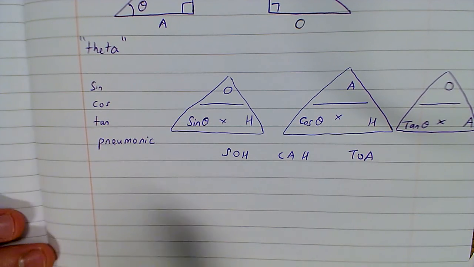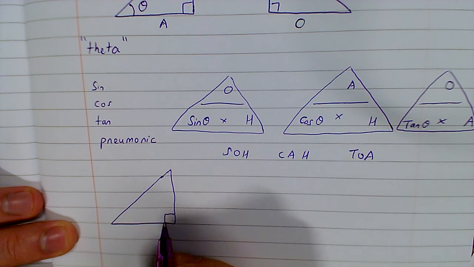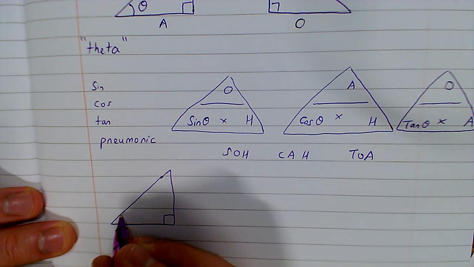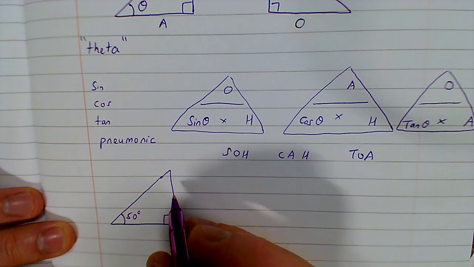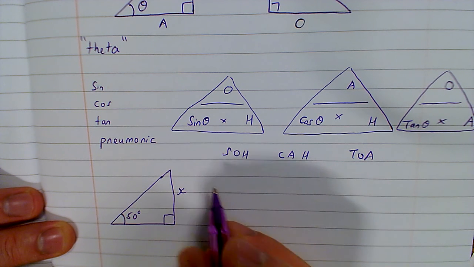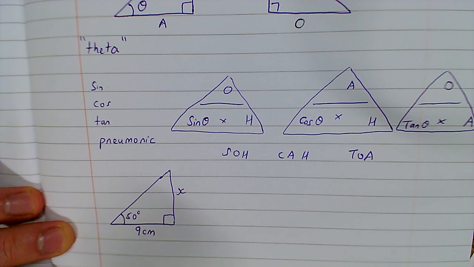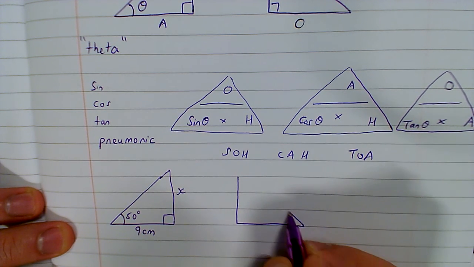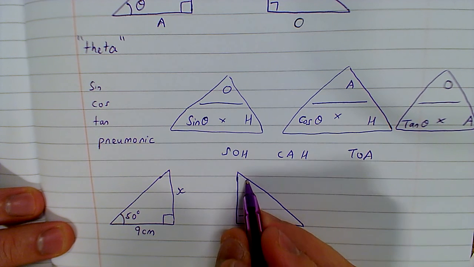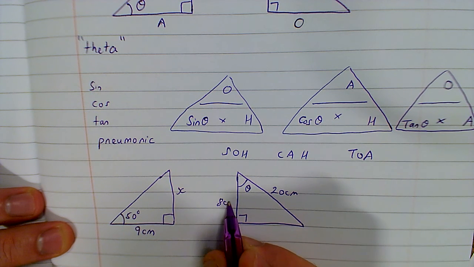Short task is to identify the correct ratio, whether it be sin, cos or tan that needs to be used. Let's say we've got a 50-degree angle here, a side marked X and a side marked 9 centimeters. Then we have a triangle with an angle marked theta, a side marked 20 centimeters and a side marked 8 centimeters.